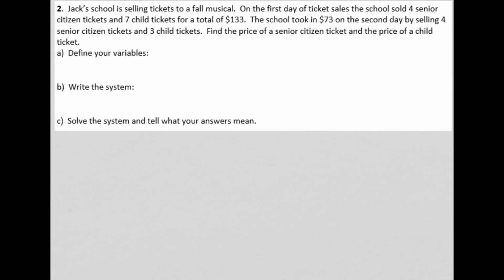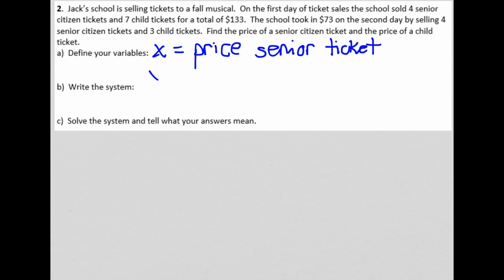So I'm going to say that X is the price or the cost of a senior ticket. And remember, I want more than one word when you define your variables so you can help keep track. Are you finding the cost or are you finding how many? Sometimes it's confusing, and so if you start off by making sense of this problem and first of all realizing that you're trying to find a price, not how many, but how much they cost, that's going to help you.